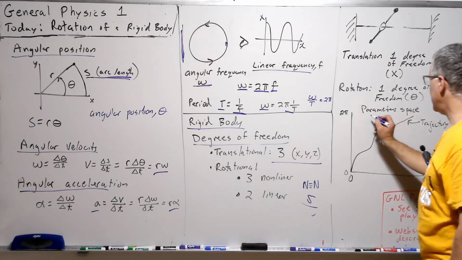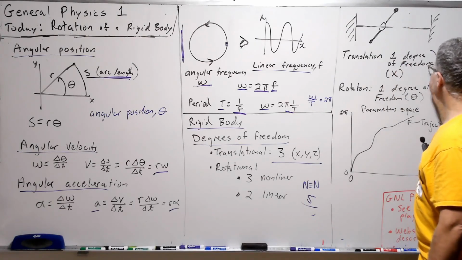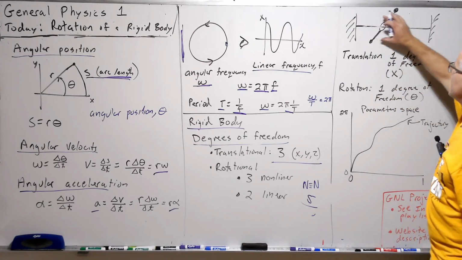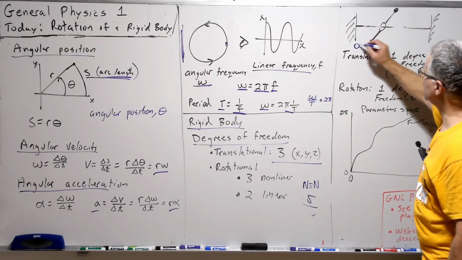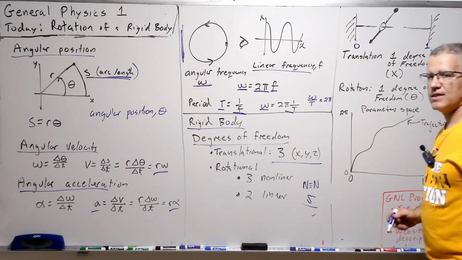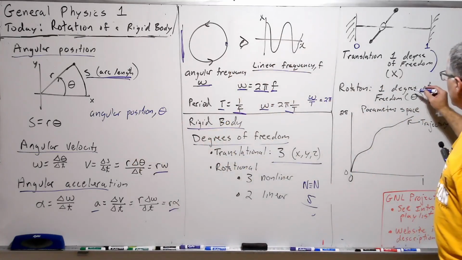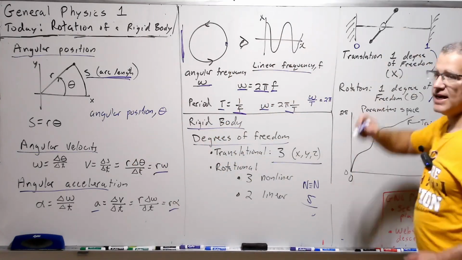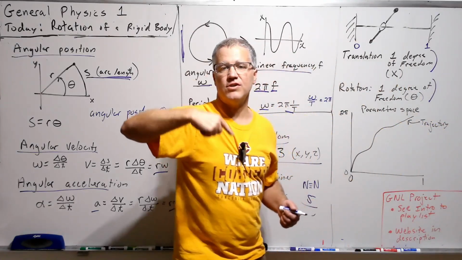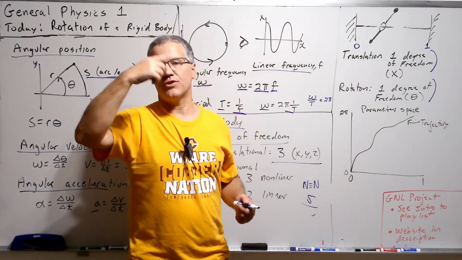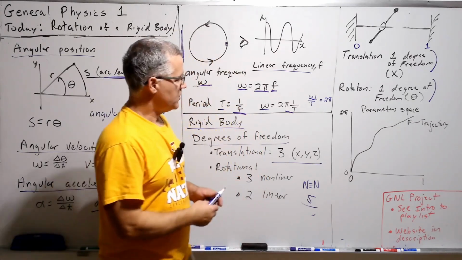So we can look at the translational degree of freedom as an x value, let's say from 0 to 1. I can take on any value between 0 and 1 here. And then I can rotate, 1 degree of freedom. I can take on any value between 0 and 2 pi radians, or 0 and 360 degrees.